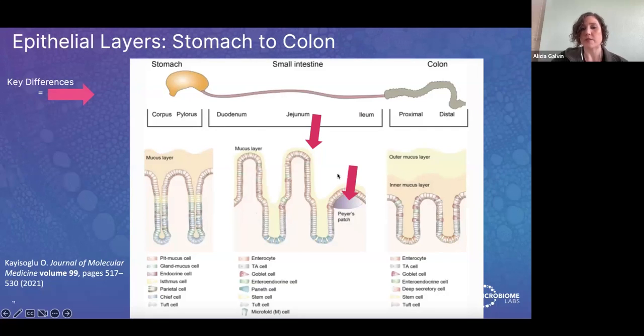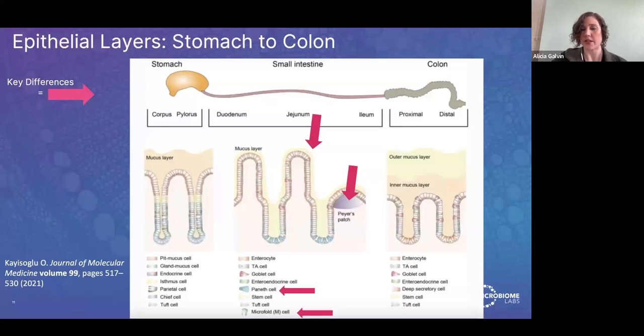The other thing that you'll notice in the small intestine are these Peyer's patches. We're going to talk about the Peyer's patches because they are the main immune system component of the small intestine, and really of the digestive system, and they're only in the small intestine. The Paneth cells, as I mentioned, which secrete the antimicrobial peptides, are also only in the small intestine. And then we have these M cells, or microfold cells. These are also only in the small intestine.